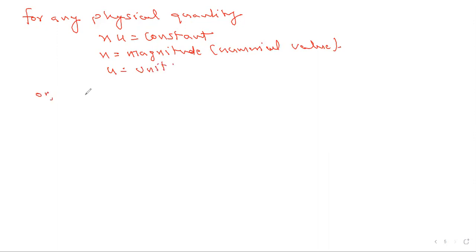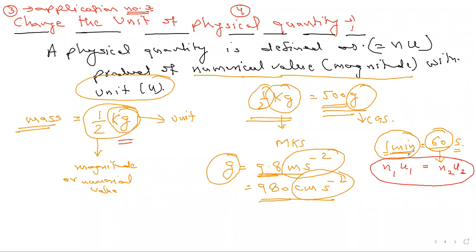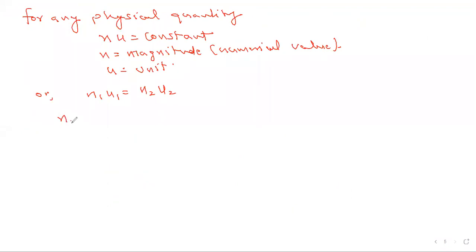So N1 U1 equal to N2 U2. And what people usually ask is, 1 minute equal to how many seconds? That means when you are converting a physical quantity from one measuring system to another, they always give you the unit of the second system. One unit U1 is given, U2 is given, N1 is given. What is to be calculated? N2. Got it?